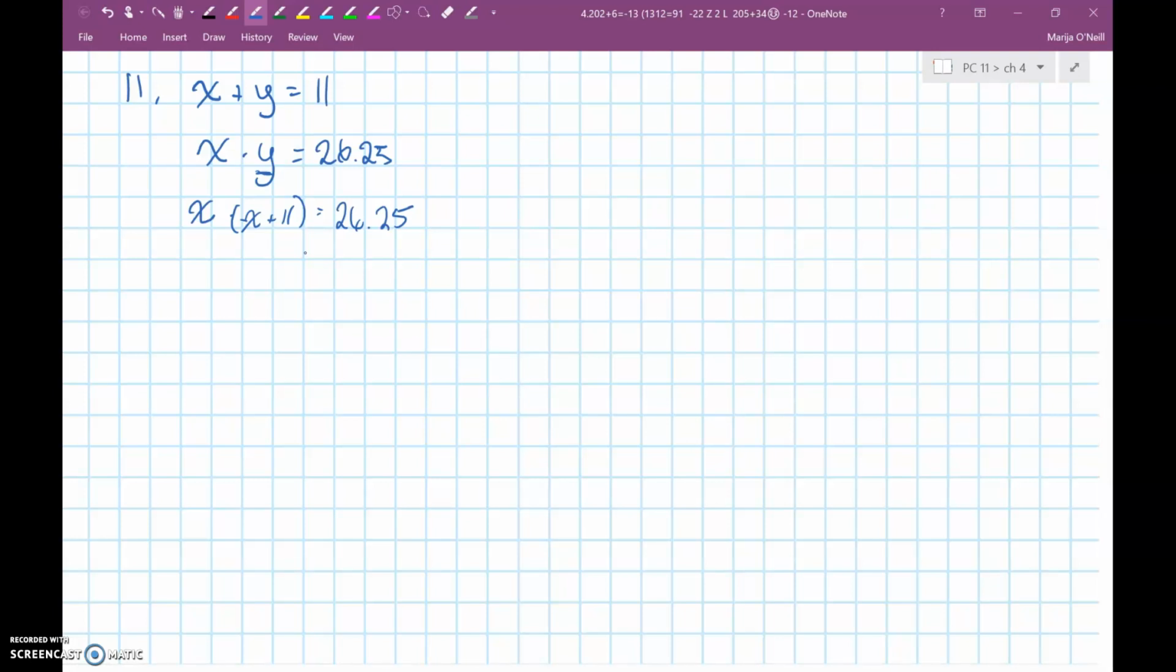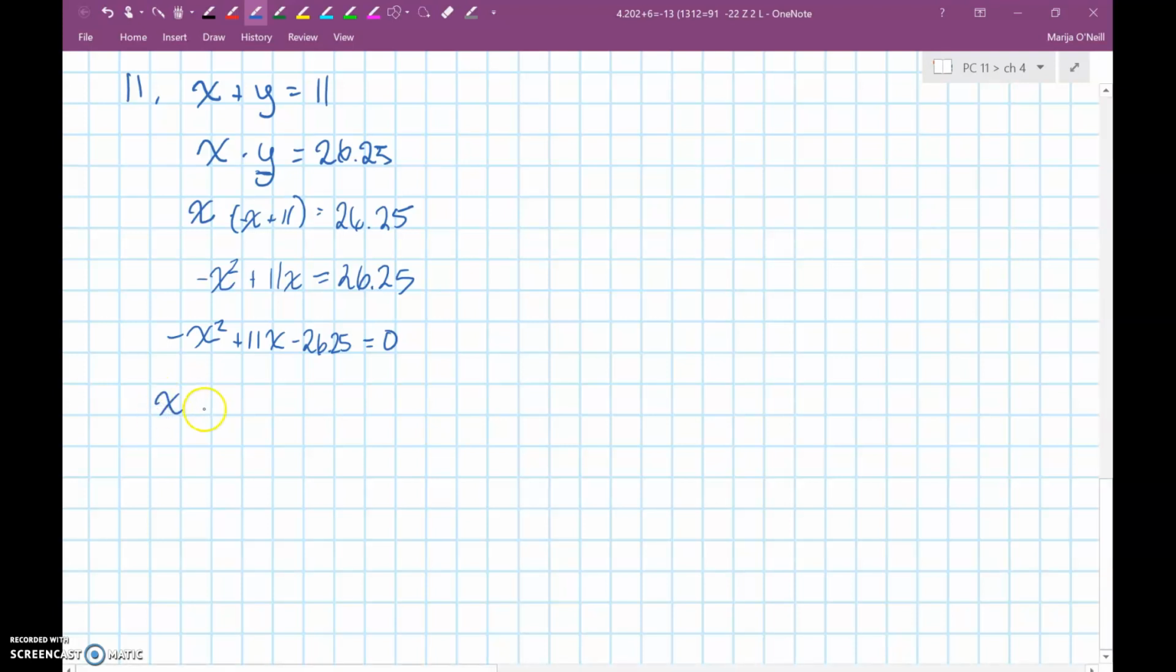And next, we're going to multiply this, just solve it basically. So negative x squared plus 11x equals 26.25. And then I'm just going to clean it up a little bit. x squared plus 11x minus 26.25. I'm sorry that the equal signs are not in order. And then this I'm going to plug into a quadratic formula.